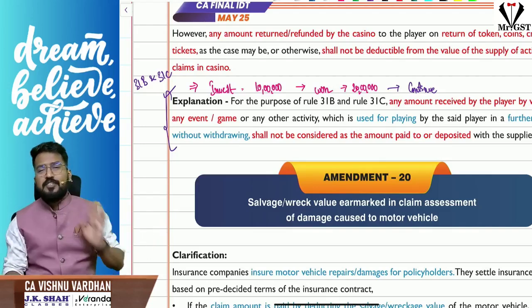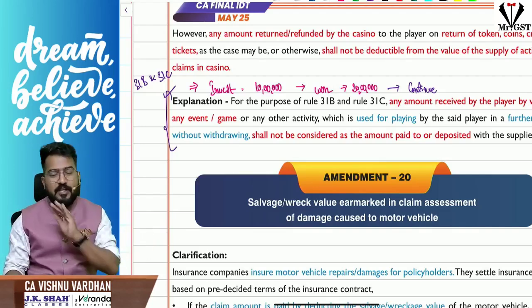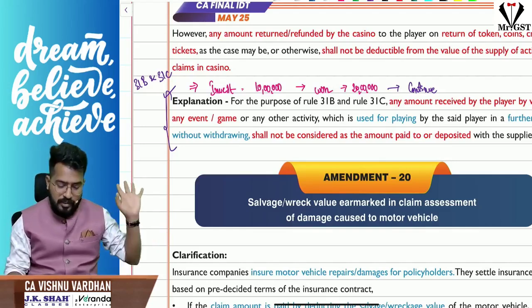Now again you are depositing 40 lakhs to play. That 40 lakhs will again be subjected to GST. Okay, so that is the concept.